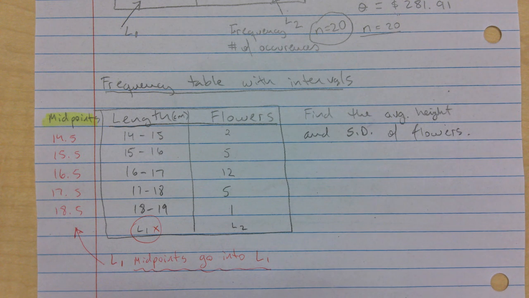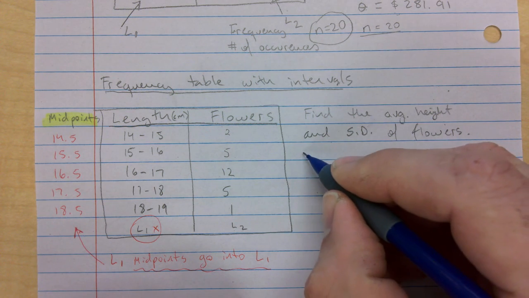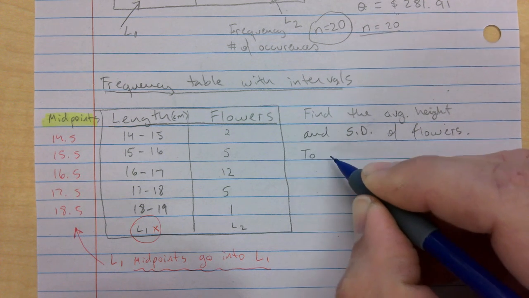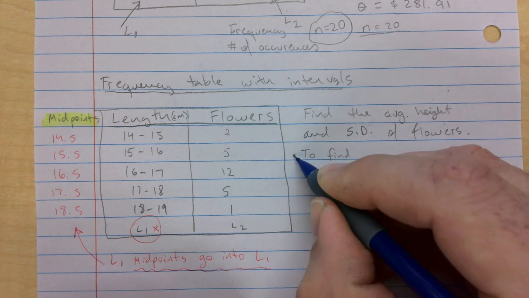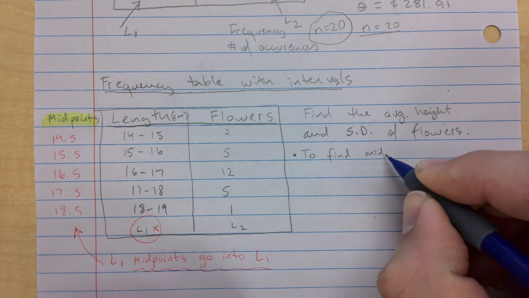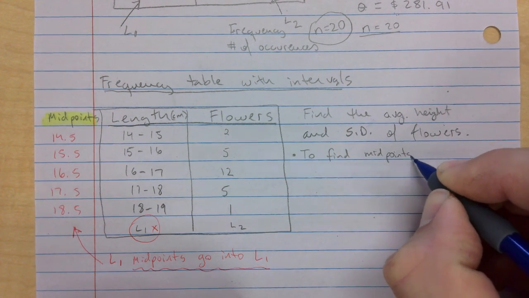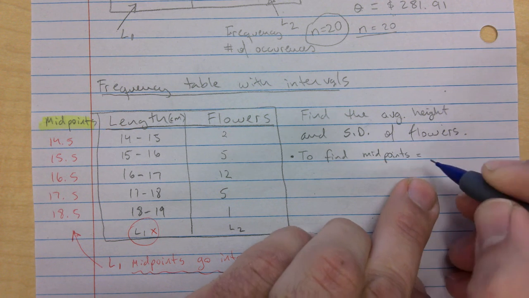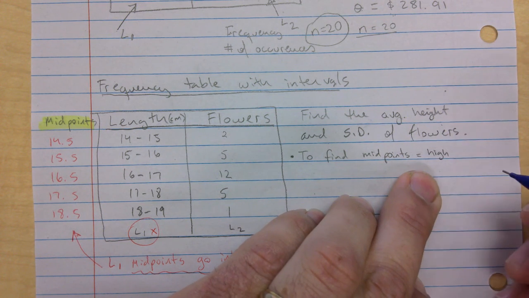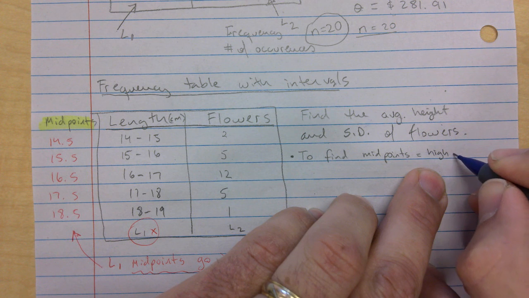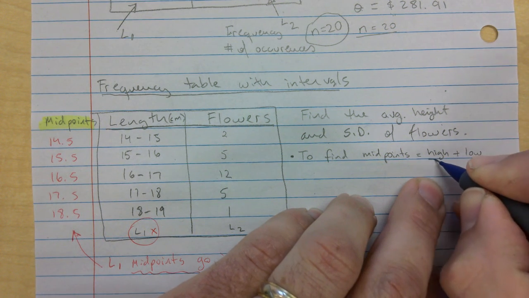Let's say the midpoints are not easily seen. You can't just calculate it in your head. Like, what if it's something weird, right? I will just say to find midpoints. So this is a bullet here. To find midpoints, we go high plus low divided by 2.